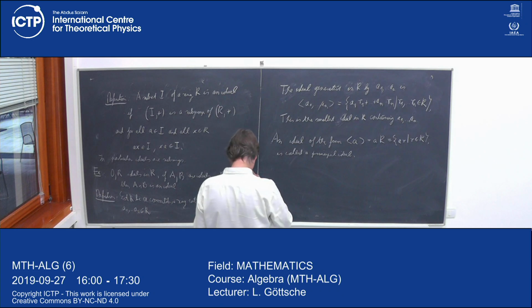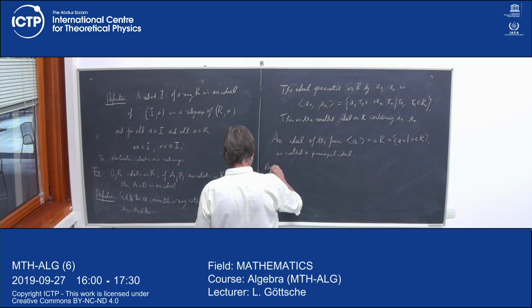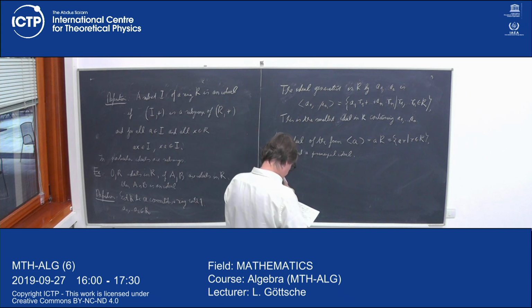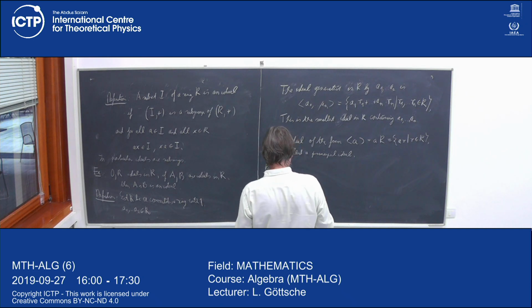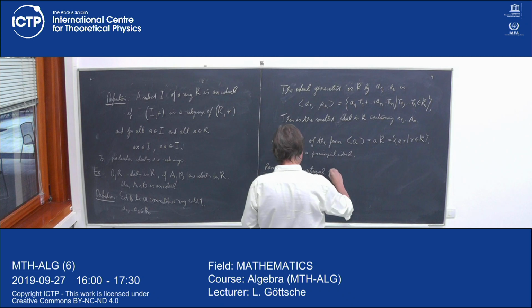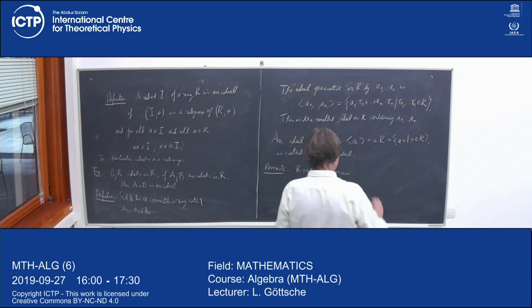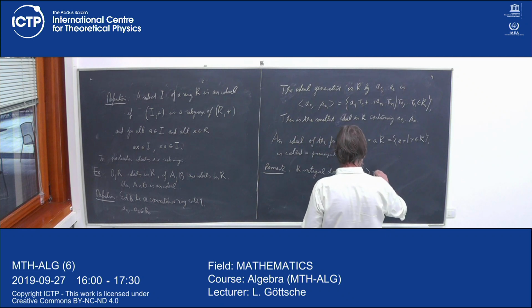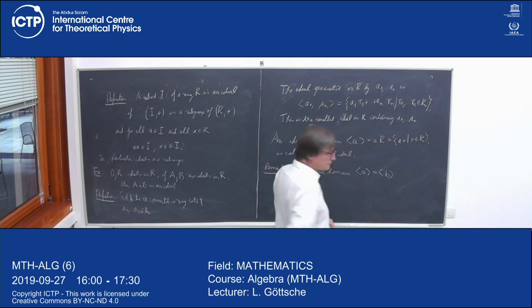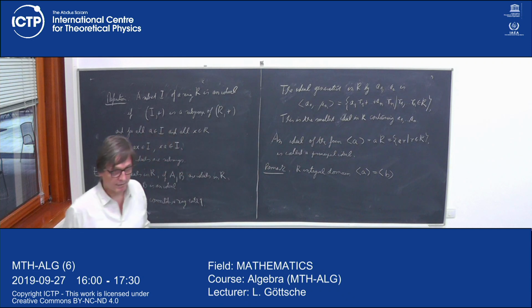So it's easy to see that if R is an integral domain, then two such principal ideals are equal if and only if these two elements are equal after multiplying by a unit.